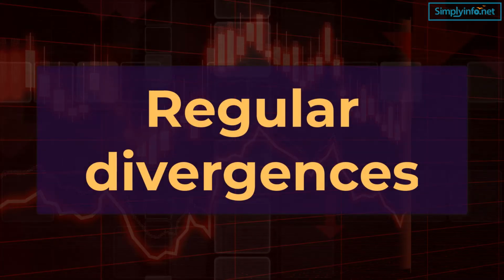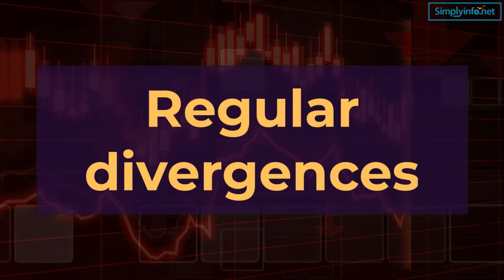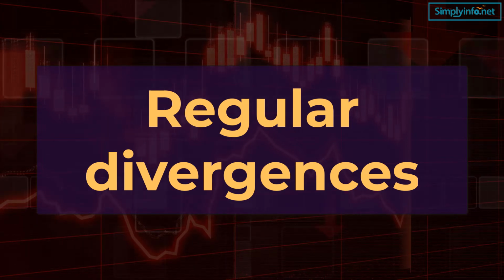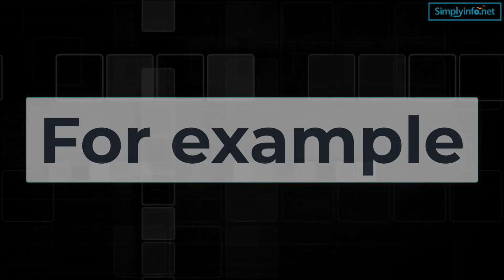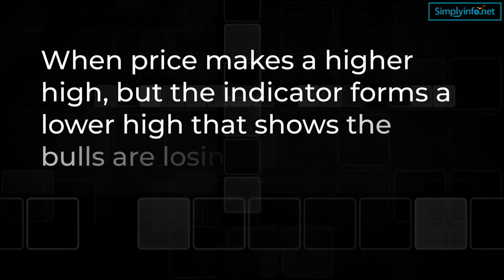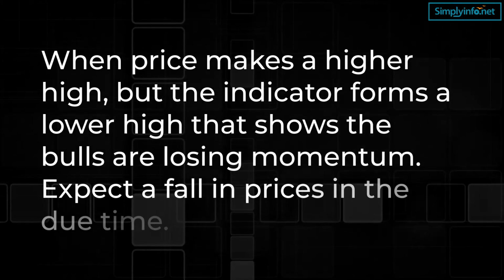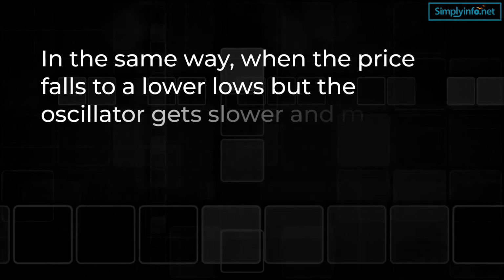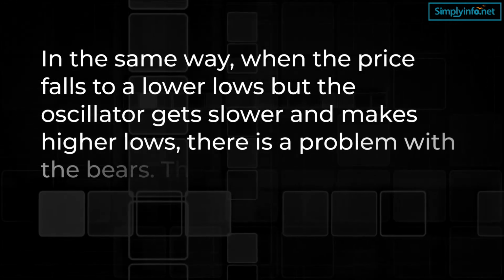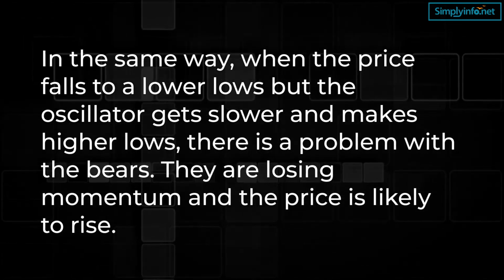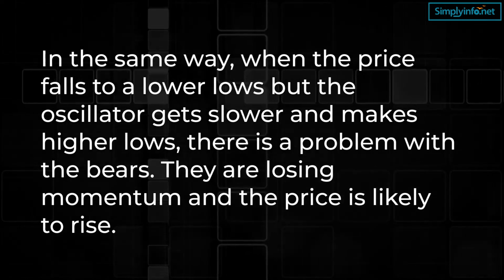Regular divergences. This happens when price action reaches higher highs or lower lows and momentum oscillators don't. For example, when price makes a higher high but the indicator forms a lower high, that shows the bulls are losing momentum, so expect a fall in prices in due time. In the same way, when the price falls to lower lows but the oscillator gets slower and makes higher lows, there is a problem with the bears. They are losing momentum and the price is likely to rise.